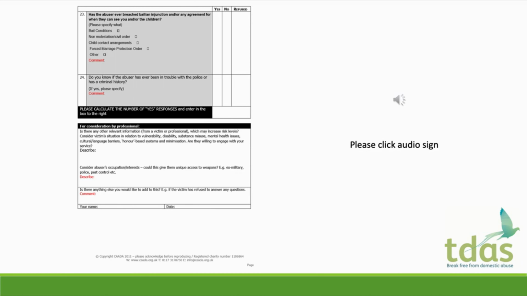This could be in relation to vulnerabilities, if you feel the victim is minimising the abuse, if the victim has refused to answer any questions or any other concerns you may have. It can also be useful to record any information in relation to the perpetrator that's known, such as access to weapons or firearms. What does the perpetrator do for a job? Does this give them unique access to weapons or an opportunity to continue abuse? Are they in a job where they work with vulnerable people? This can all add to the risk for the victim as well as the wider public.